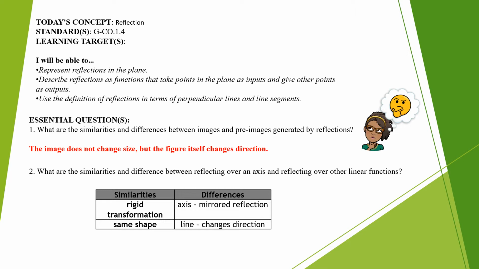The second question we should be asking ourselves is, what's the similarities and differences between reflecting over an axis and then reflecting over a linear function? Well, we know that the similarity is that it will always be a rigid transformation. The size and shape will never change. However, when we reflect over an axis, it's going to be a mirrored transformation. So think of folding the two images onto each other like on a sheet of paper. But if we reflect over a linear function, that actually changes the orientation or the direction in which the pre-image originally was turned.